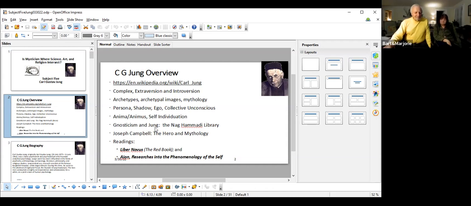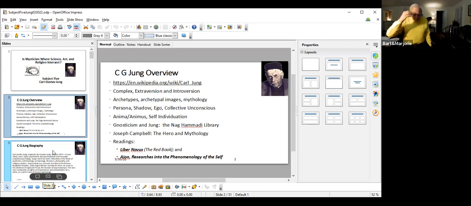Jung himself was very spiritual. As we saw, he funded a lot of the publications of the Nag Hammadi scrolls that were found after World War II. There are two key works here: Liber Novus, or the Red Book, and Aion, or the researches into the phenomenology of the self. We have both of those. We have the Red Book sitting behind us, and we have Aion in paperback. If you recall from last time, Jung did the Red Book before 1920, but it wasn't published until 2005, something like that. There are a lot of things Jung wrote that still haven't been published. He was incredibly prolific.